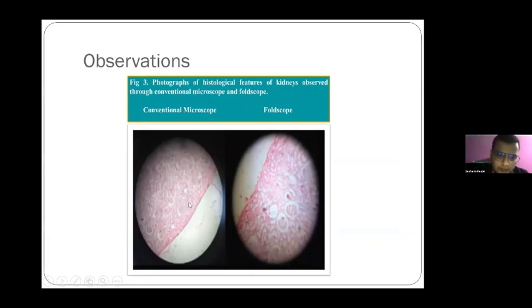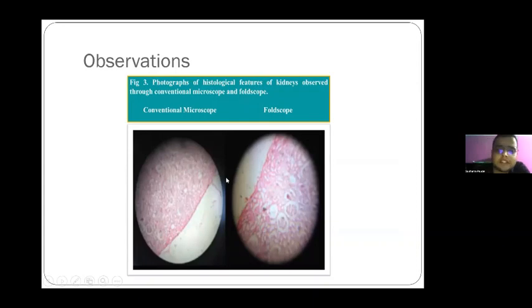This is the photo taken from the conventional microscope, and this is the photo taken from the Foldscope, that is the paper microscope. That is the histological feature of kidney. Now we can clearly see here the Bowman's capsule, the urinary space, and the glomerulus. The proximal convoluted tubules are more present in the cortex, and distal convoluted tubules are more present in the periphery.